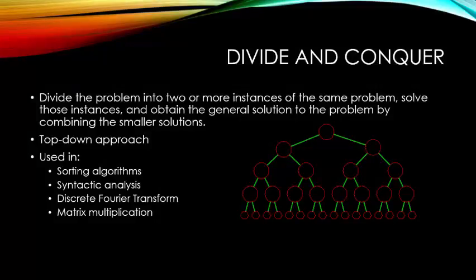Let's talk more about the divide and conquer strategy, which consists in dividing the problem into two or more instances of the same problem, solve those instances, and obtain the general solution to the problem by combining the smaller solutions. Sounds like an ideal application for recursion. This strategy uses a top-down approach and is widely used in a variety of fields in computer science, including sorting algorithms and syntactic analysis, but also in computational science for solving discrete Fourier transforms and matrix multiplication.